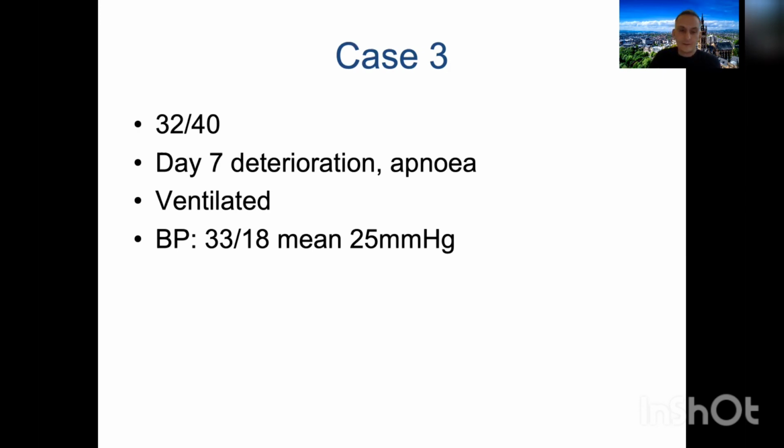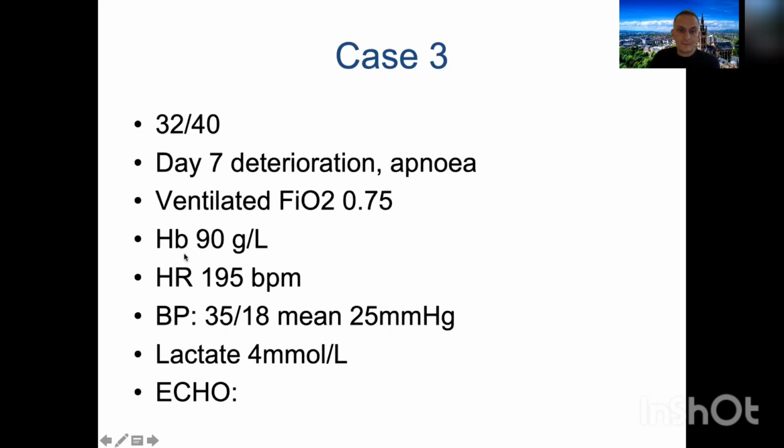So what do we think is going on? Let's think about the other components of the circulation. So we look at hemoglobin, that's 90 grams per liter. Look at the heart rate, 195 beats per minute, quite tachycardic. Lactate is 4 millimoles per liter, again indicating imbalance between systemic oxygen delivery and consumption.